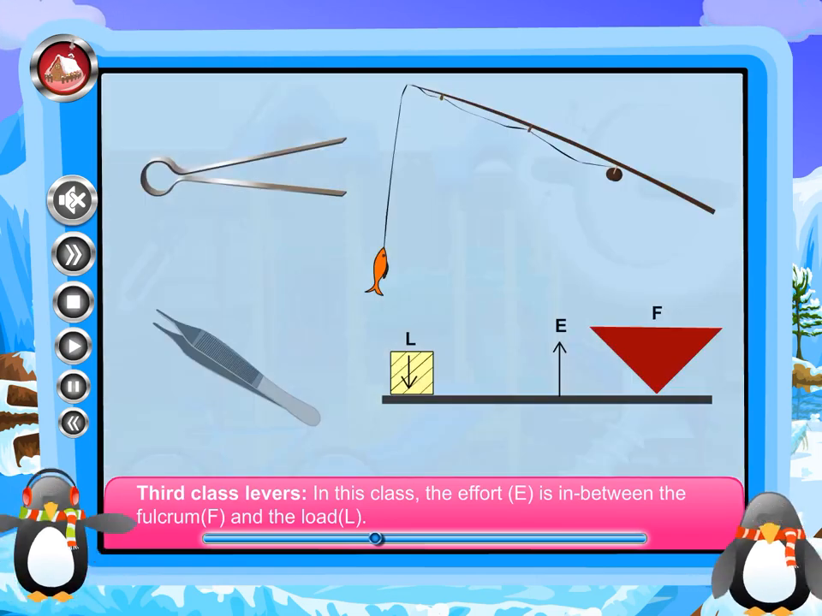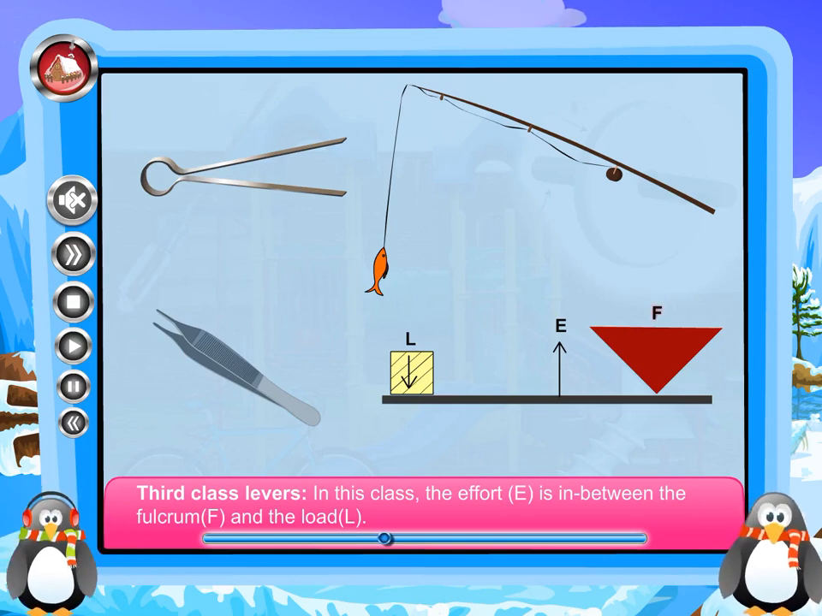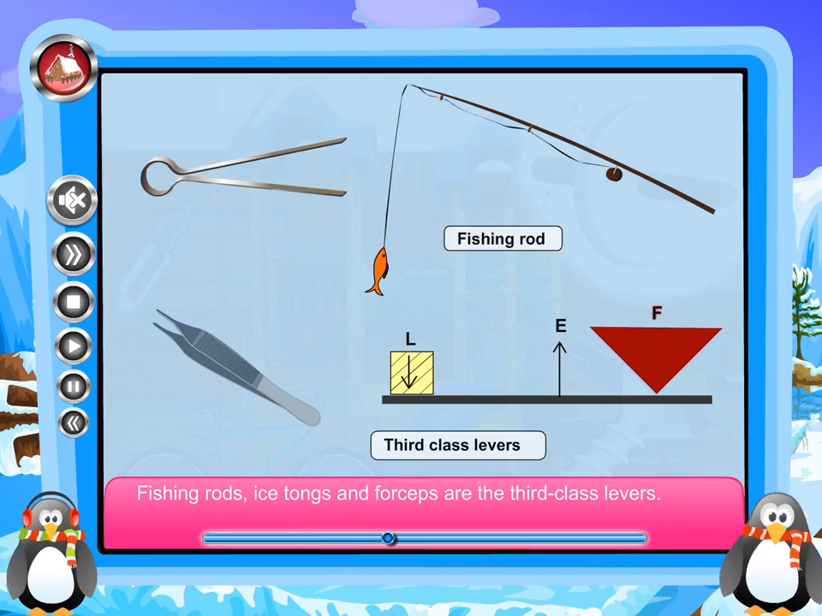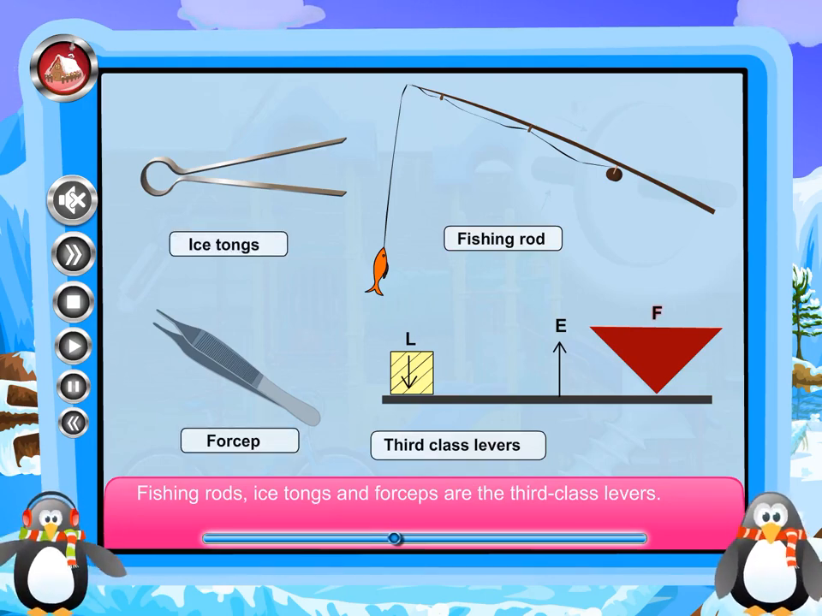Third class levers. In this class, the effort E is in between the fulcrum F and the load L. Fishing rods, ice tongs, and forceps are the third class levers.